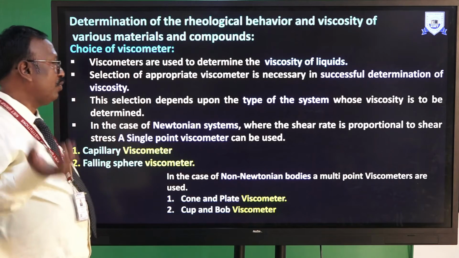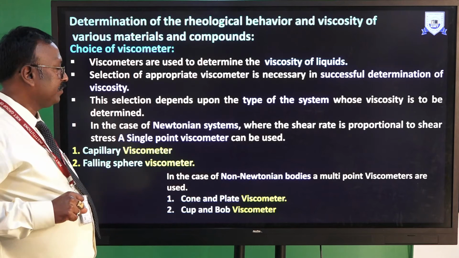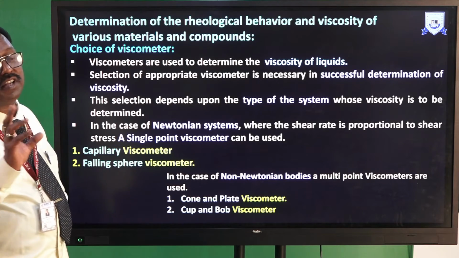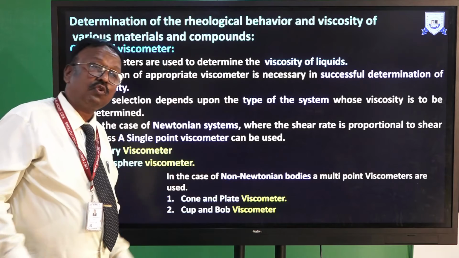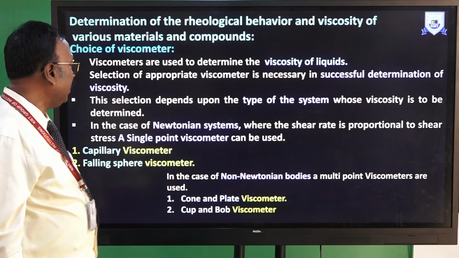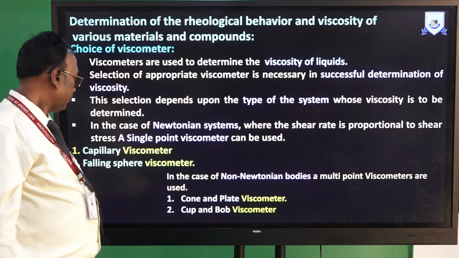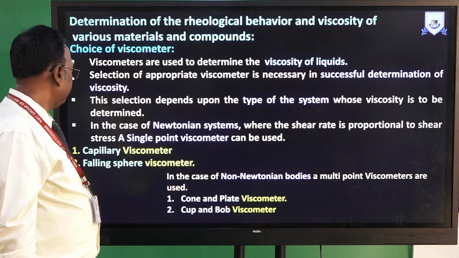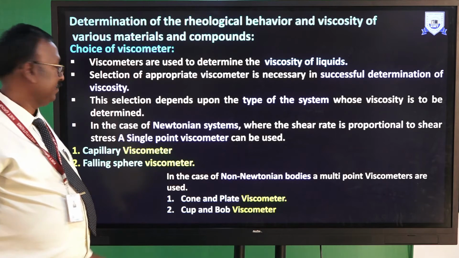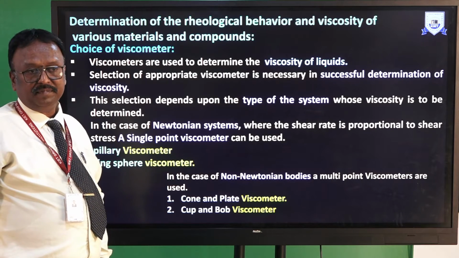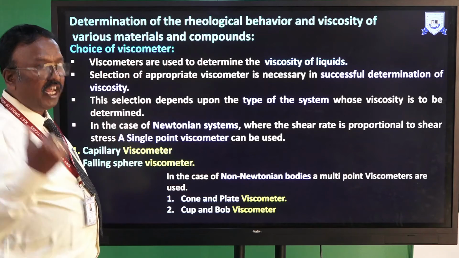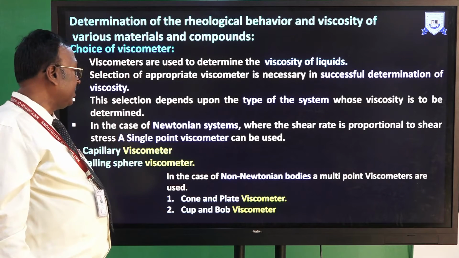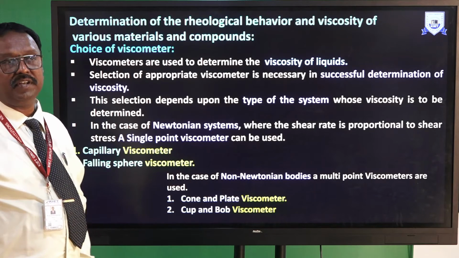where the shear rate is proportional to shear stress, a single point viscometer can be used for the determination of viscosity of a Newtonian system. Examples of single point viscometers are the capillary viscometer and the falling sphere viscometer. There are two types of viscometers.